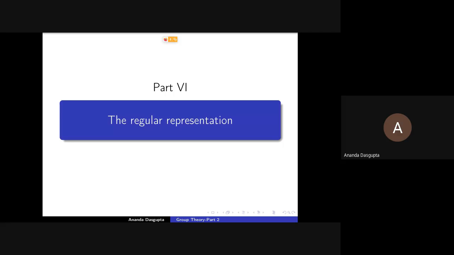So now we are going to talk about one representation which is going to play a very, very important role in all of this. This is called the regular representation.